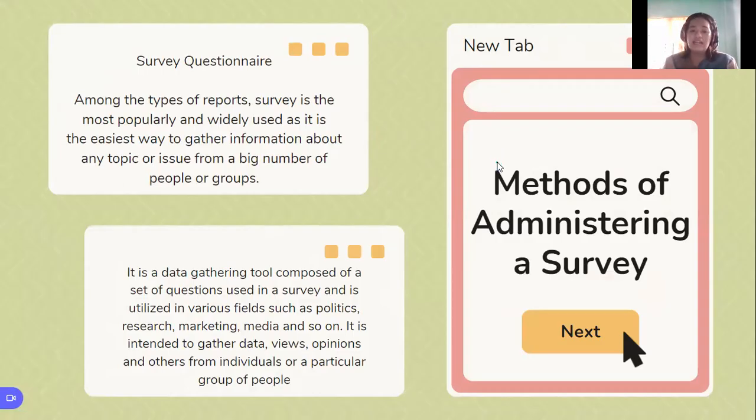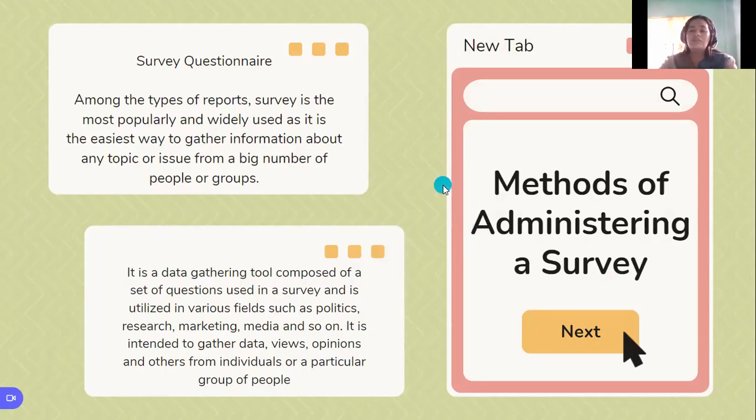It is a data gathering tool composed of a set of questions used in a survey and is utilized in various fields such as politics, research, marketing, media, and so on. It is intended to gather data, views, opinions, and others from individuals or a particular group of people. That is particularly because in a survey questionnaire, the sets of respondents are given a questionnaire that is particularly for that group of people only.